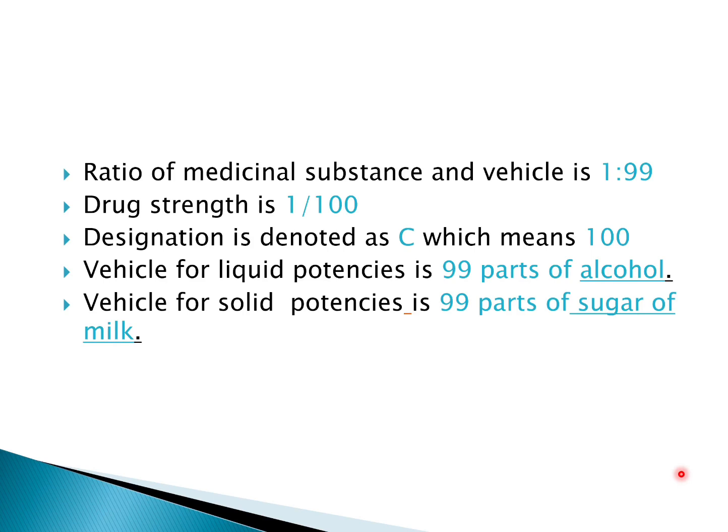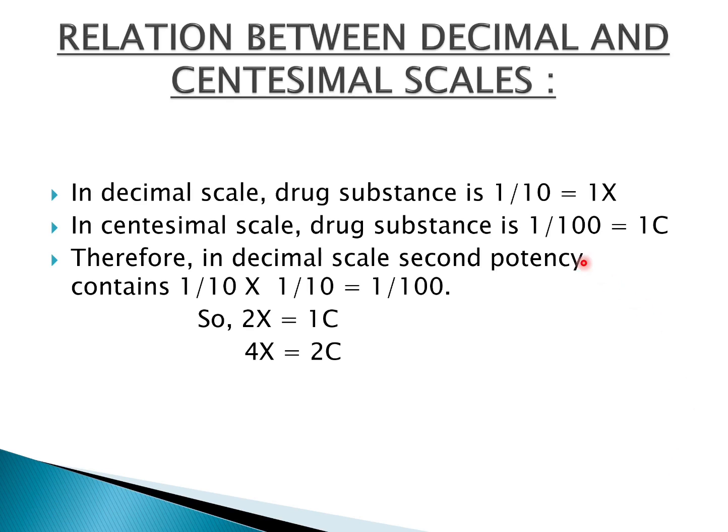Relation between decimal and centesimal scales. In decimal scale, drug substance 1/10 is denoted by 1X. In centesimal scale, drug substance 1/100 is equal to 1C potency. Therefore, in decimal scale, the second potency contains 1/10 into 1/10, which is equal to 1C potency. So 2X is equal to 1C, 4X is equal to 2C, and so on.